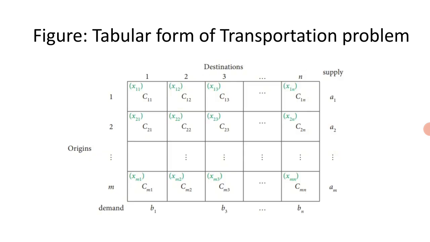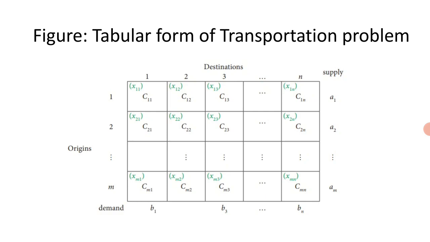Consider the table given in the figure. Let there be m origins and n destinations. Let the amount of supply at the ith origin be ai and let the demand at the jth destination be bj. The cost of transporting 1 unit of an item from origin i to destination j is Cij and is known for all combinations ij. Quantity transported from origin i to destination j be xij.